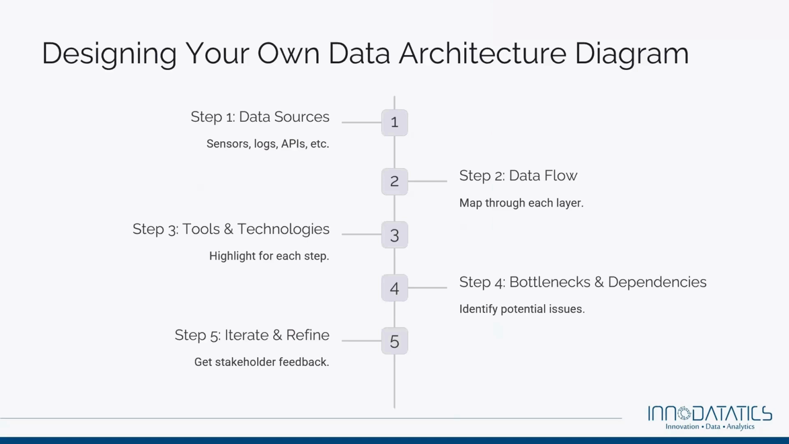So how do you design your own architecture diagram? First, you will want to list out all your data sources, tools, and process. Then map out how the data flows from one layer to the next, making sure to address any potential bottlenecks or points of failure. Make sure to highlight key technologies at each stage. For instance, in the data storage layer, note whether you're using a cloud storage solution like AWS or a local database. In the processing layer, indicate if you're using an ETL tool or custom Python scripts.